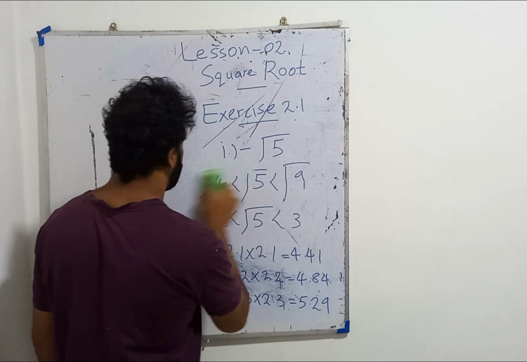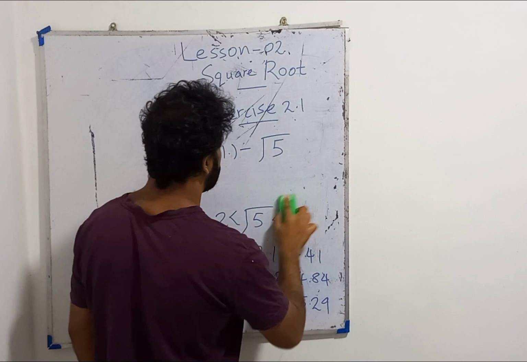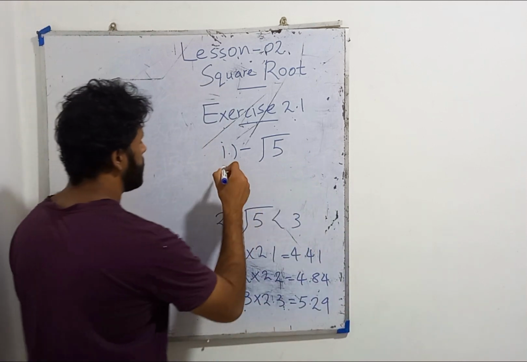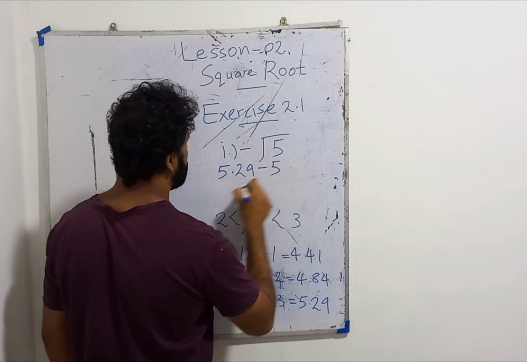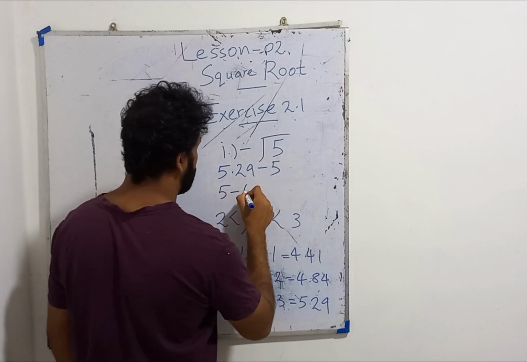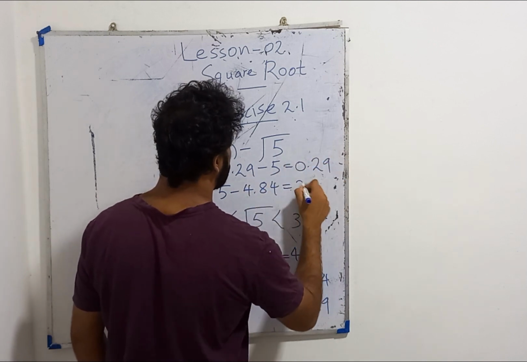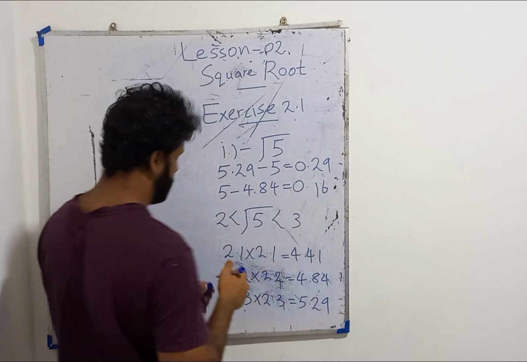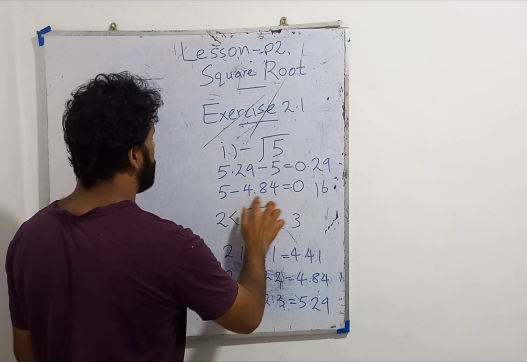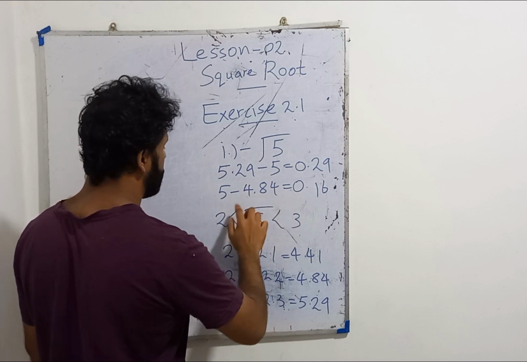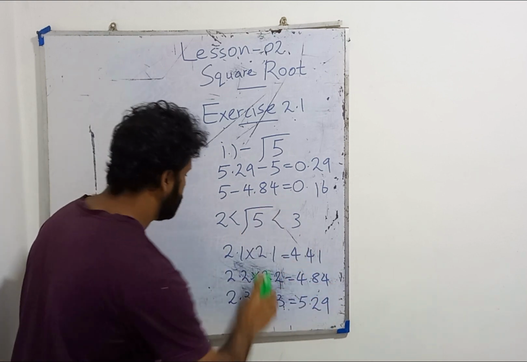Okay, let's find which is closer. 5.29 minus 5 is 0.29, and 5 minus 4.84 is 0.16, right? So 4.84 is closer to 5, then square root of 5. The first approximation is going to be 2.2. Okay, 2.2. Let's write that.